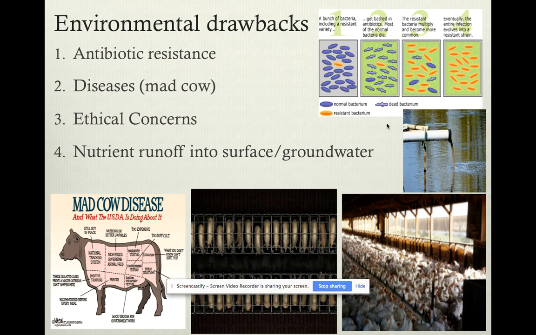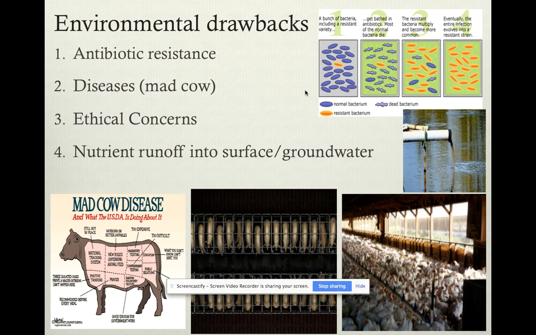It does lead to antibiotic resistance. So, you're giving these animals antibiotics. Some of the bacteria you'll see up here in this diagram are not going to be killed off, and they're going to become resistant to that antibiotic. And then the next time you give the animal that antibiotic, those bacteria are going to be the ones that reproduced. So now you have to come up with a new antibiotic to give the animal. You also have diseases like we talked about, like mad cow. There's ethical concerns in terms of animal cruelty. Should we be doing this?